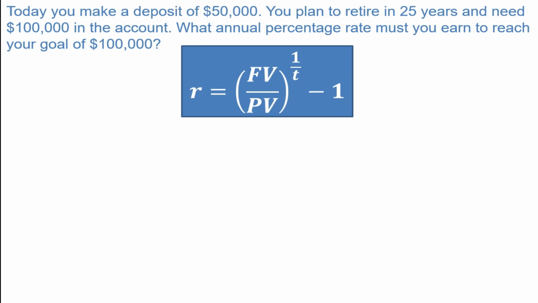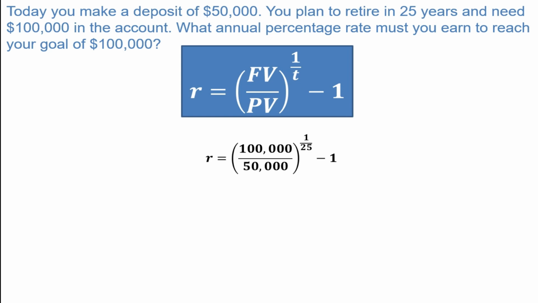When solving problems like this, where we're given the future value and the present value and also the t value, so the t value is the number of periods or years in this case, we know t is going to be 25. When we're given the future value, the present value, and t, we can solve for r using this formula. When we sub in the information, this is what we should come up with.